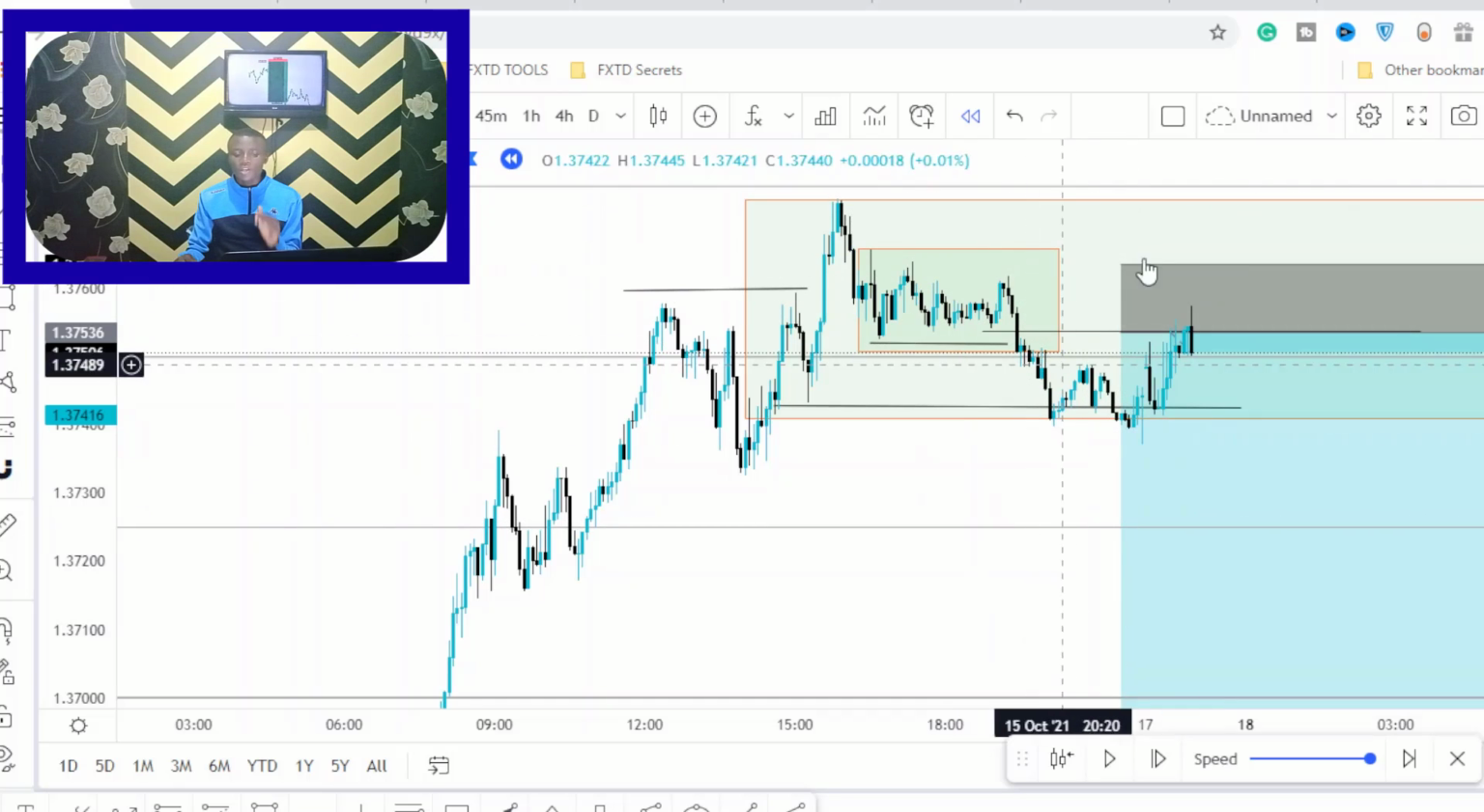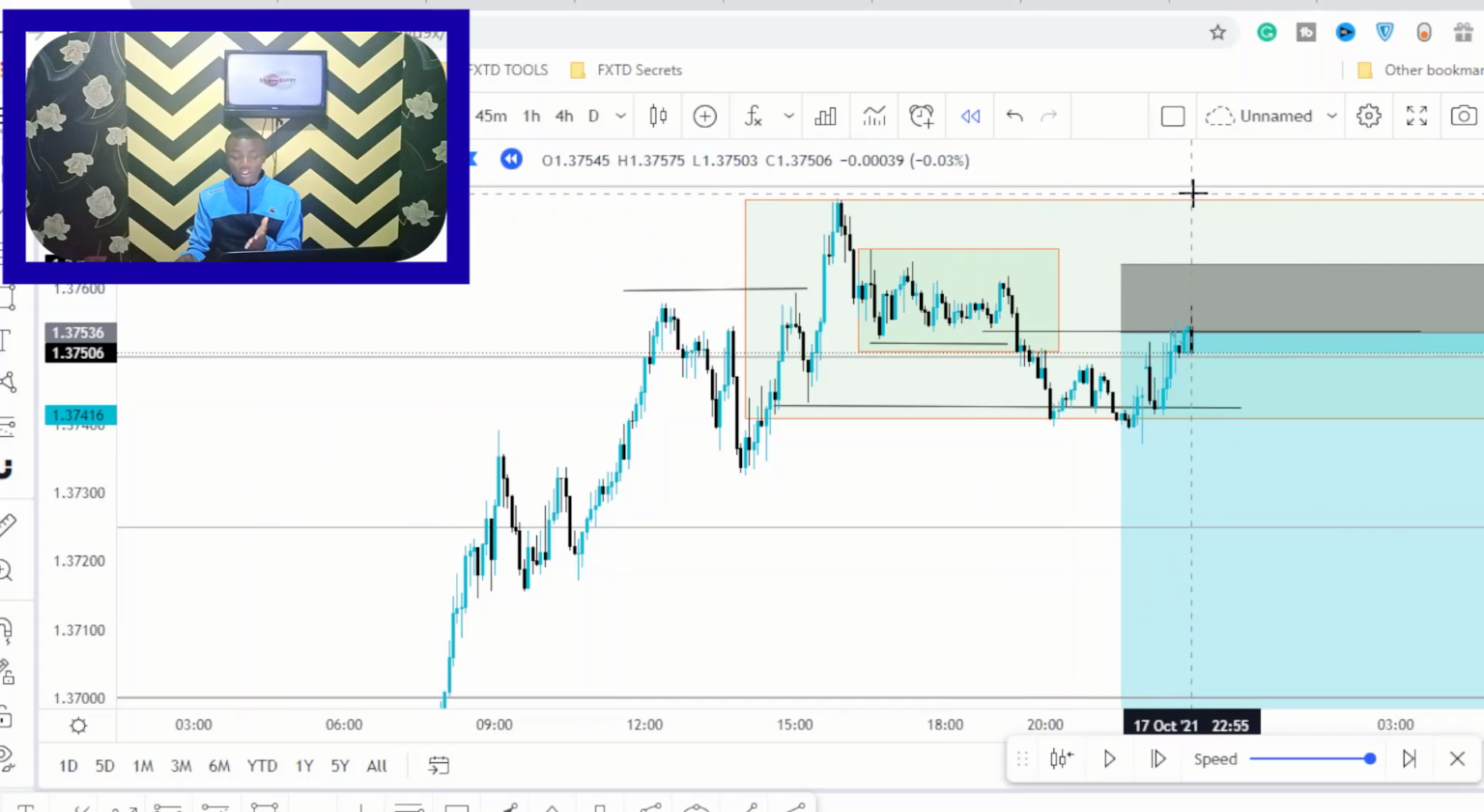So if you got stopped out, well, you can join again. That's only if you have confirmed that this is going to the downside, that's after all your analysis has been done, right?